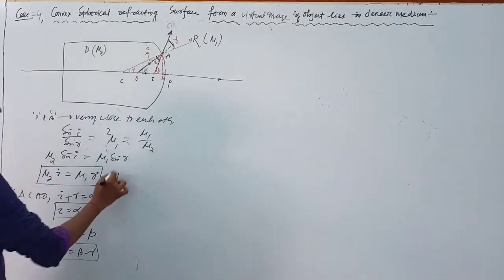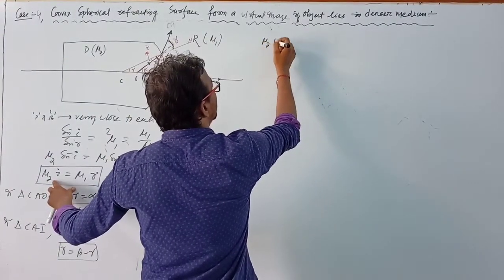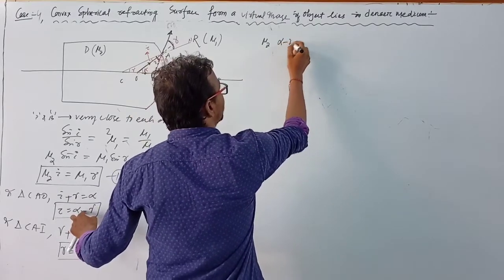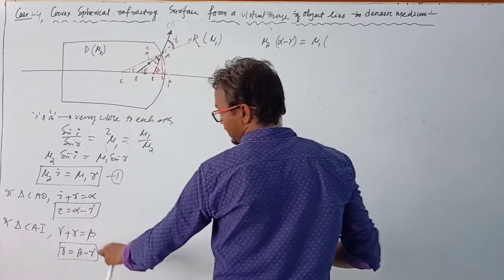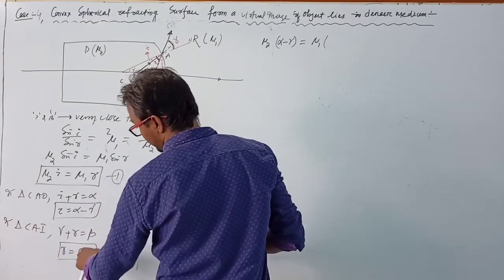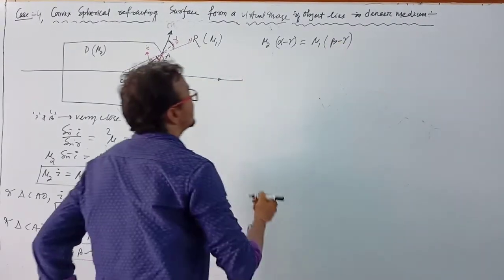This is equation number 1, and equation number 2 is mu 2 I, and I is alpha minus gamma, that is mu 1, and mu 1 R, and R equals beta minus gamma. So here, beta minus gamma.